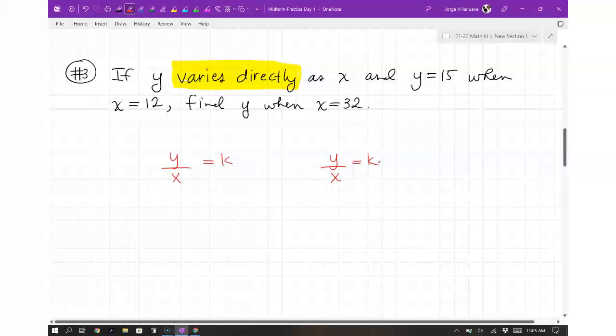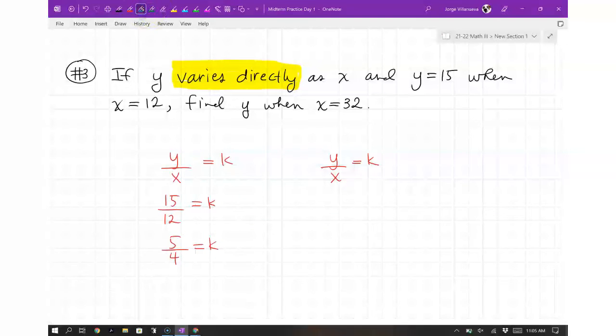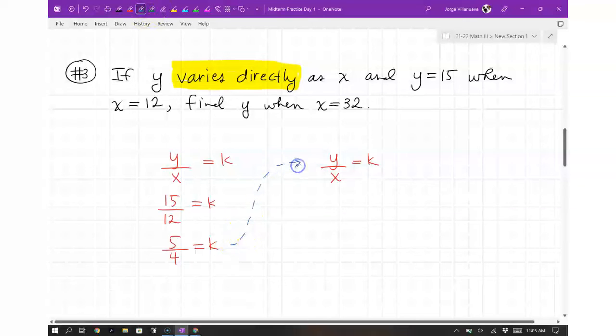Well, keep reading. After the highlight, it says, if y varies directly as x and y equals 15 when x equals 12. So y is 15 when x is 12. Well, that's 5 over 4. That's my k value. So all I have to do is get the k value, and plug it into the other one. Does the k stand for varies directly? No, the k is the constant of proportionality.